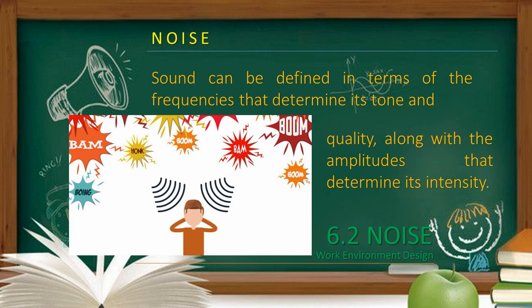Sound can be defined in terms of the frequencies that determine its tone and quality, along with the amplitudes that determine its intensity. Frequencies audible to the human ear range from approximately 20 to 20,000 cycles per second, commonly called hertz, with the symbol Hz. Before we proceed to further details about noise, let me show you a short video presentation about the human ear.